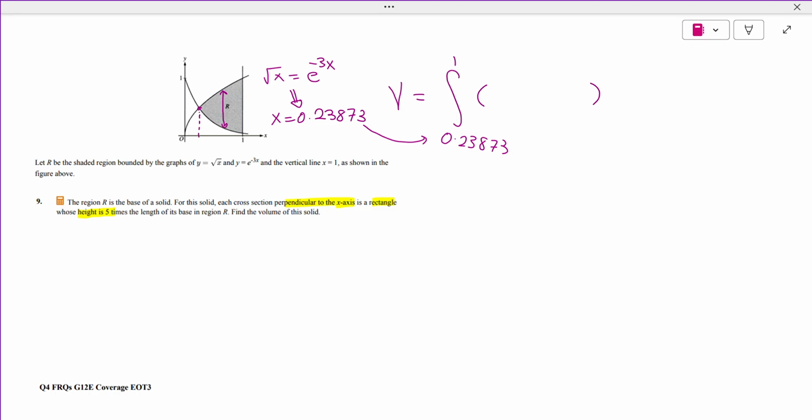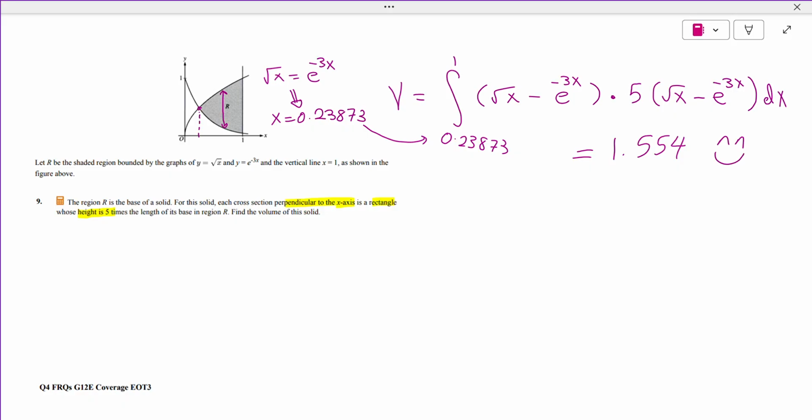The upper one is root of x minus the lower one, which is e to the power of minus 3x, but we will multiply by 5 times the length. So 5 times what we just got, root of x minus e to the power of minus 3x dx. Now use your calculator. You should get 1.554.